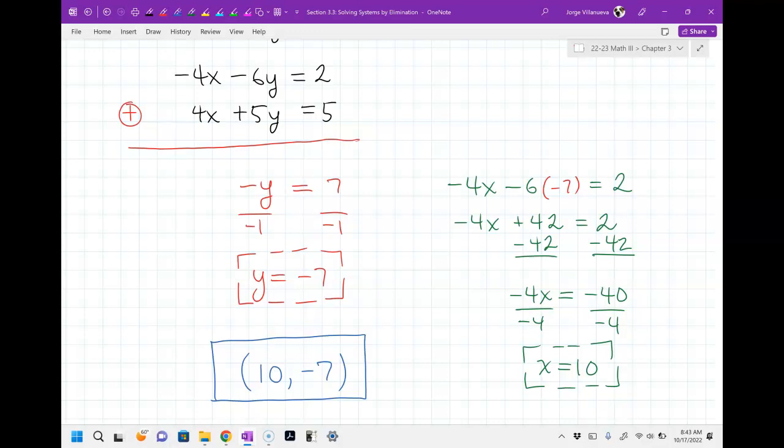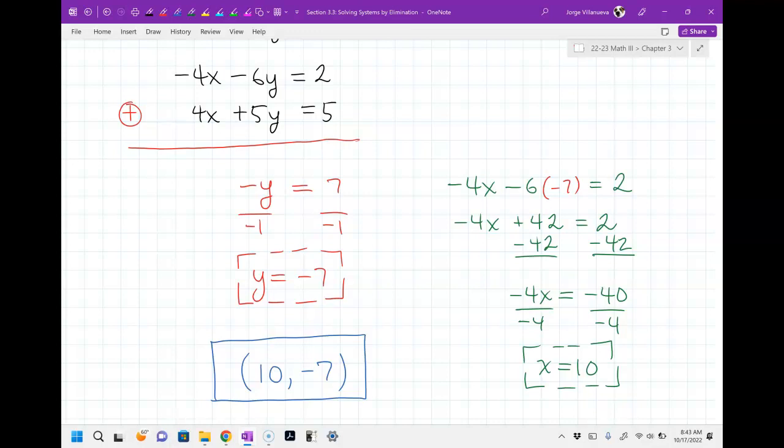So in this case, we added. We did negative 4 plus 4, that came out to 0, so we didn't write the x value anymore. Negative 6y plus 5y came out to a negative y. And 2 plus 5 came out to 7. We divided both sides by negative 1 to get y equal to negative 7, right?